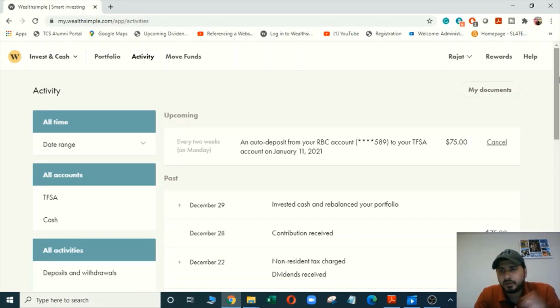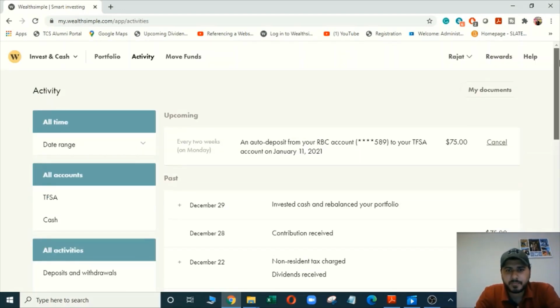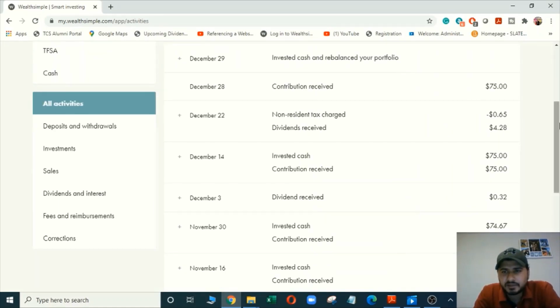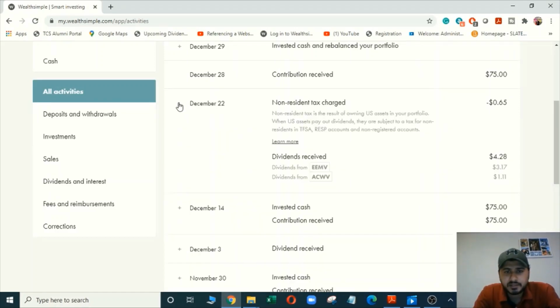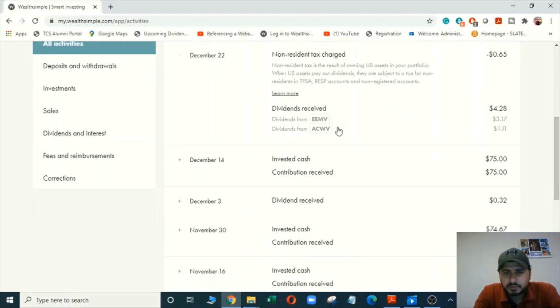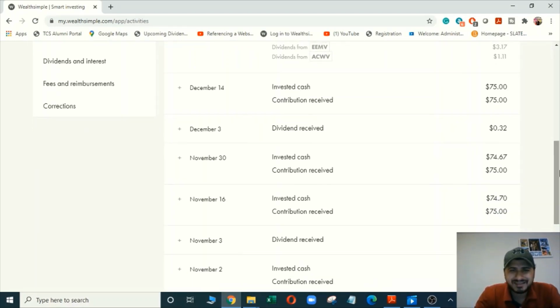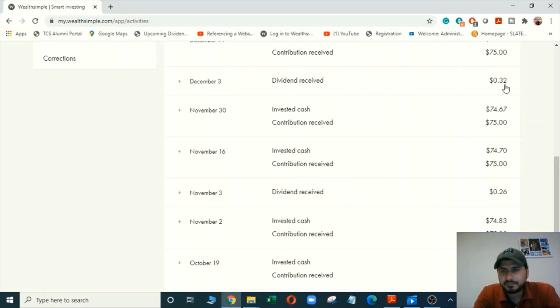If the market is going down or the market is going up, the robo advisor will take care of it. All right, and as you can see, I have received certain dividends in the month of December. I have received a dividend of $4.28 from two ETFs, that is the EEMV and ACWV. And slowly and gradually, when you start investing in these platforms, you will start receiving the dividends. These are all passive incomes, you can say.